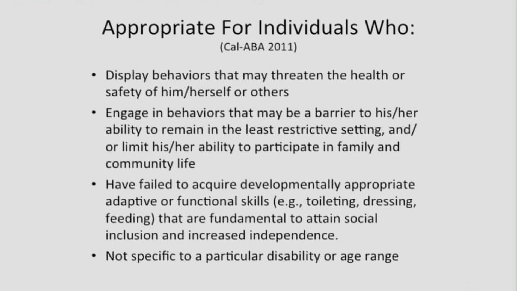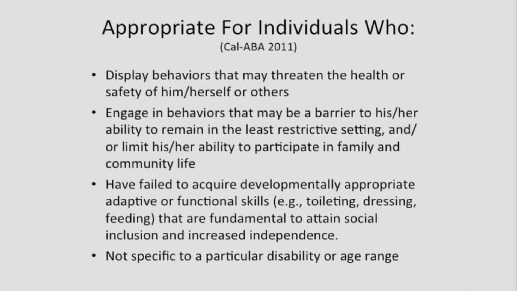Now, according to the California Association for Behavior Analysis, in the guidelines that they published in 2011, which if you haven't read them, can be really, really helpful from the professional organization that most qualified autism service providers belong to. The guidelines really indicate who these services are appropriate for: individuals who display behaviors that may threaten their health or safety, for individuals who engage in behavior that may be a barrier to their ability to remain in the least restrictive setting or that limit their ability to participate in family or community life, for individuals who have failed to acquire developmentally appropriate adaptive and functional skills that are fundamental to attaining social inclusion and increased independence.